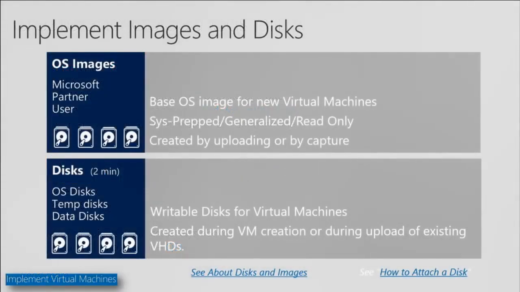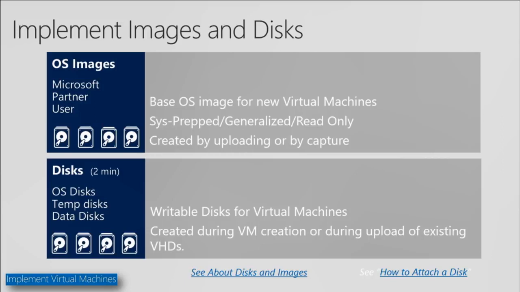Implementing images and disks. OS images can be Microsoft images, your images, or partner third-party images. They must be sysprep generalized and read-only. And you can capture your currently running VMs as well. You don't have to upload. So if you do nothing on premises now, which is quite a possibility for a small organization, and you've got one VM running and you want to capture that disk, you can capture that, effectively clone it, put it back in your image set, and use it that way.